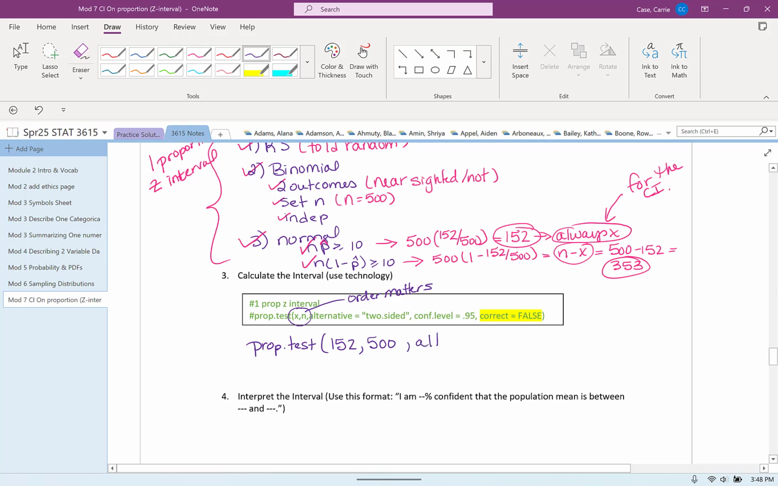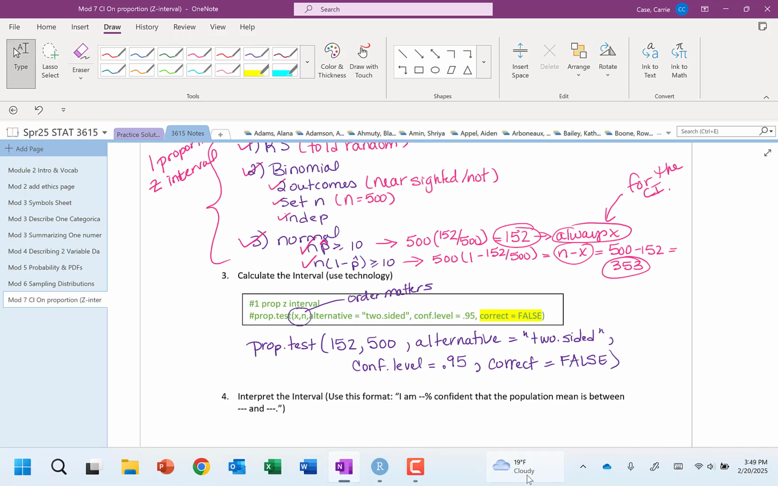Then we'll do alternative equals "two.sided". And you'll learn what this two-sided is in the next module. And then confidence level is whatever type of confidence interval we want. In our case, it's 95%, so we have to put that in decimal form, 0.95. And then correct equals false. We will always use that in this class. We'll talk about why in just a few minutes. I'll come back to that.